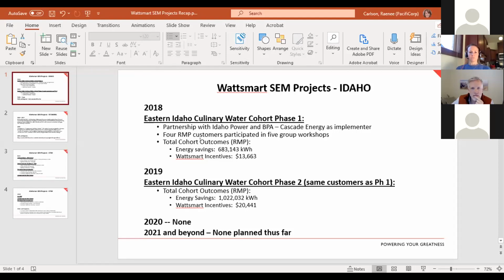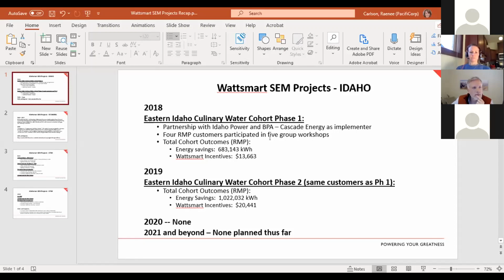Rocky Mountain Power had 4 customers. I believe the others had a total of 6. So about 10 customers involved in that cohort. And we did it, at least for the Rocky Mountain Power side, in 2 phases, 2018 and 2019.